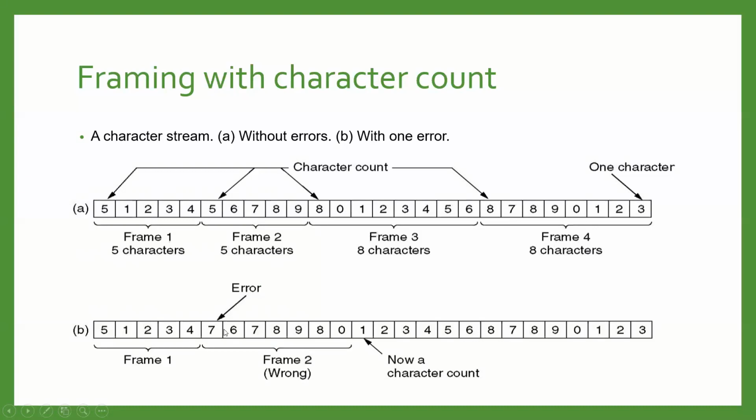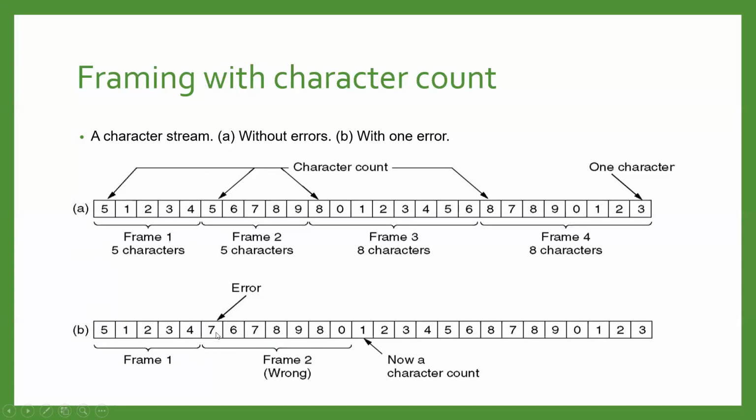Now what can happen here? The disadvantage of this type of framing method is that an error can change the character count. If the wrong character count is received, then the receiver will get out of synchronization and will be unable to locate the start of the next frame. If you look at this diagram, the first frame shows a character count of 5. So 1, 2, 3, 4, 5. This is correct, so the receiver will identify this as the end of the frame.